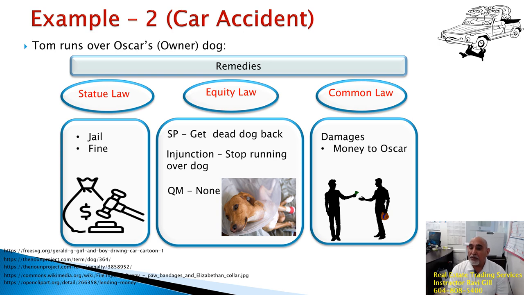In common law, again, money from Tom to Oscar, and the money would be how much the dog is worth, not just in value of the dog, but how much inconvenience Oscar has been put through because of losing his dog.